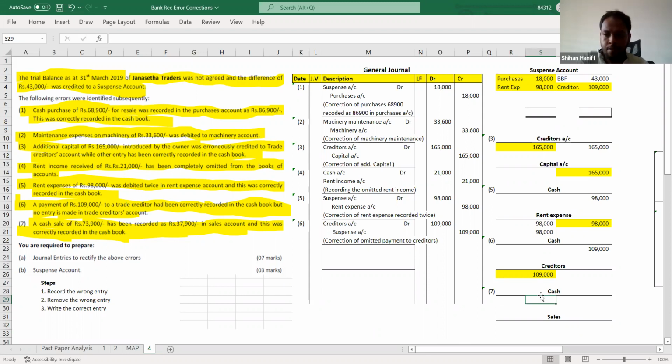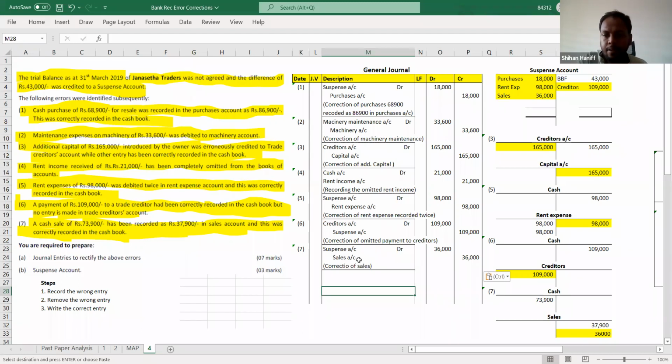Cash sales 73,900. In the sales account 37,900. So the difference of 36,000 we have to add to the sales account. So 36,000 credit to the sales account, and we have to debit that to the suspense account. 36,000. Double entry: suspense account debit, sales account credit.